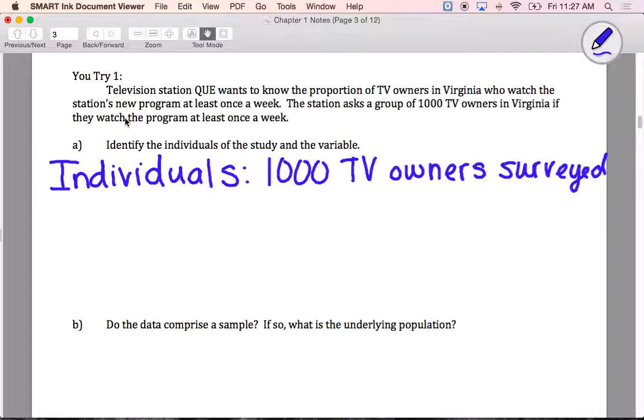Now, for our variable, we are looking at the response of does or does not watch the new program at least once a week.